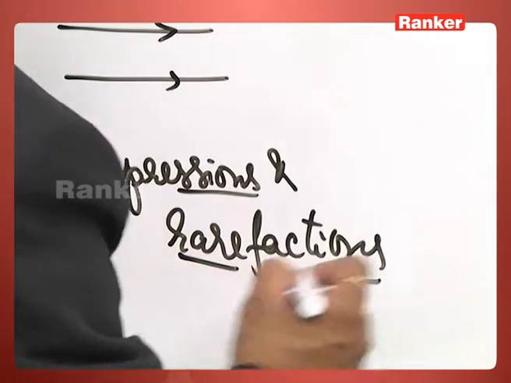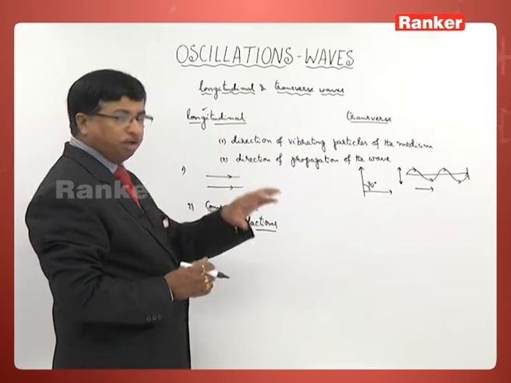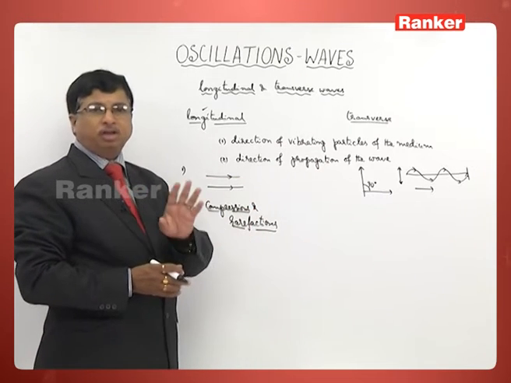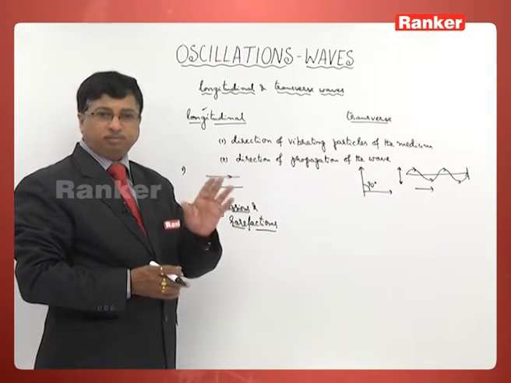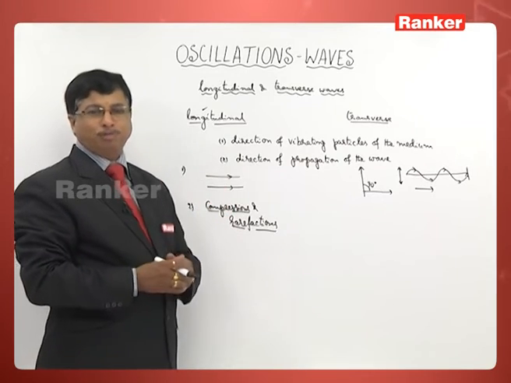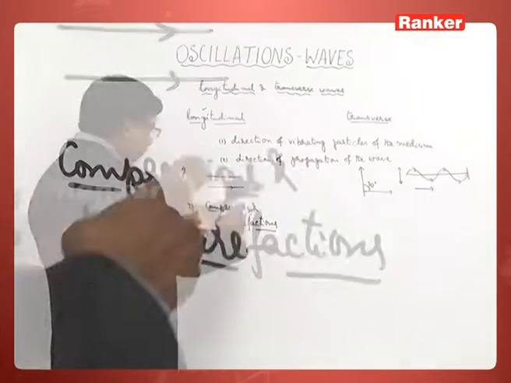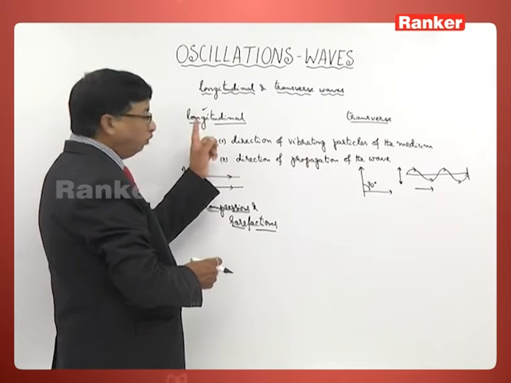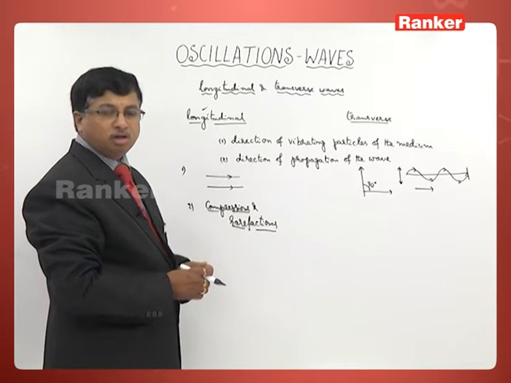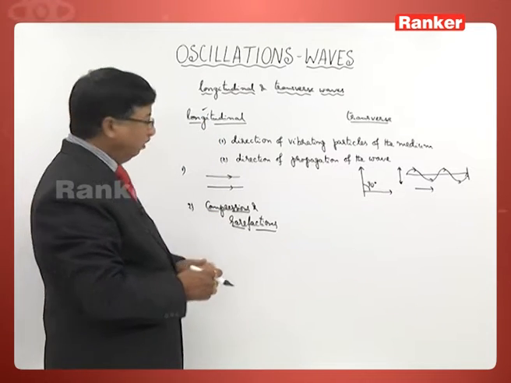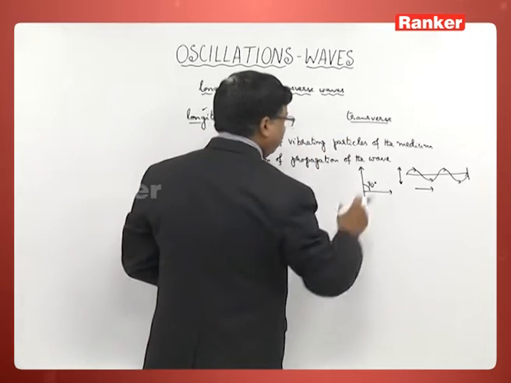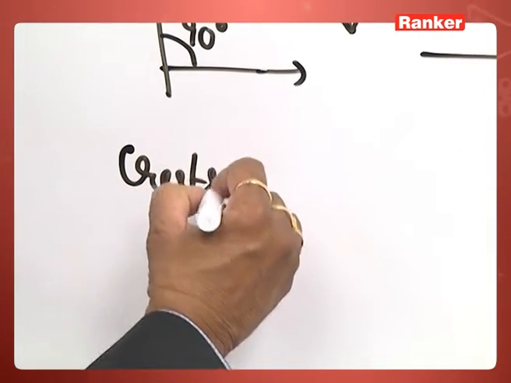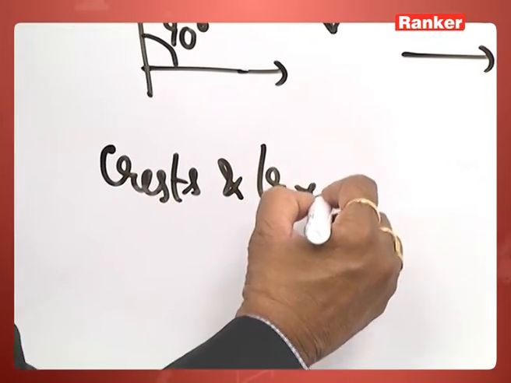Rarefaction is that particular zone where the pressure is minimum. And compressions and rarefactions you will never find in any other type of wave other than a longitudinal wave. Therefore, the formation of compressions and rarefactions is a unique feature as far as longitudinal waves are concerned. Whereas, if you consider a transverse wave, crests and troughs are going to be formed.